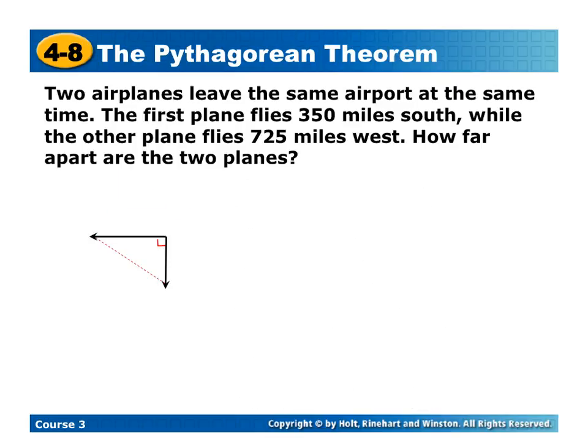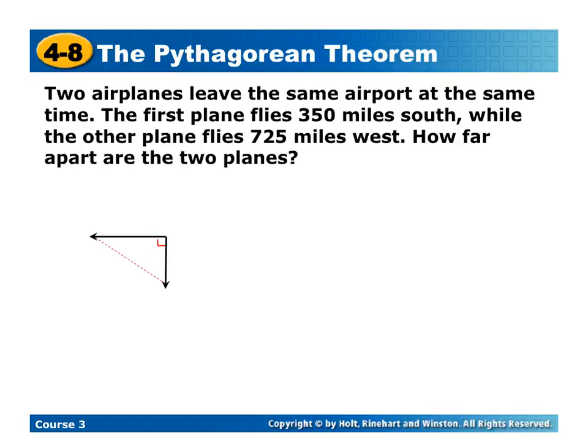Now let's take a look at an example of a situation you might encounter in real life where you might use the Pythagorean Theorem. If two airplanes leave the same airport at the same time, and the first flies south for 350 miles while the other plane flies 725 miles west, how far apart are the two planes?